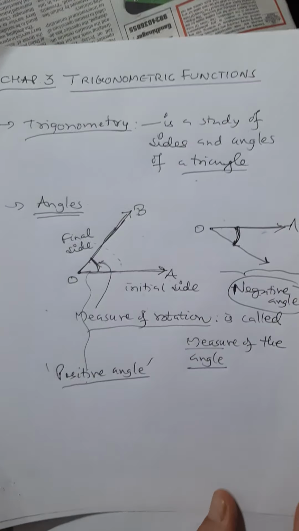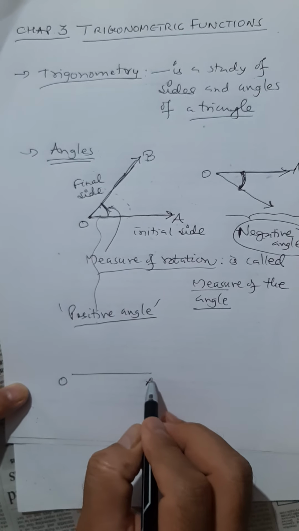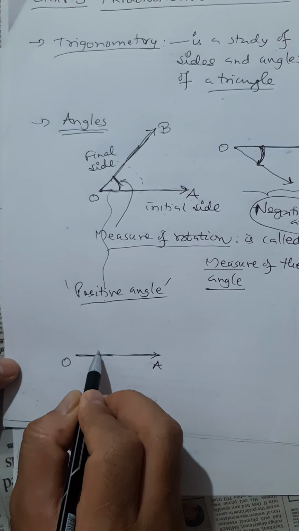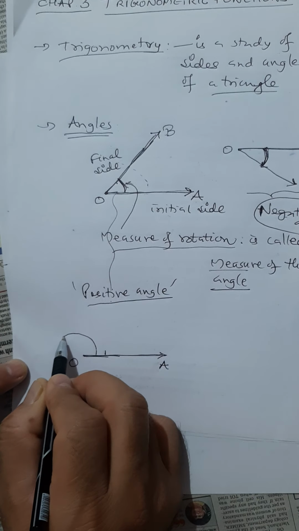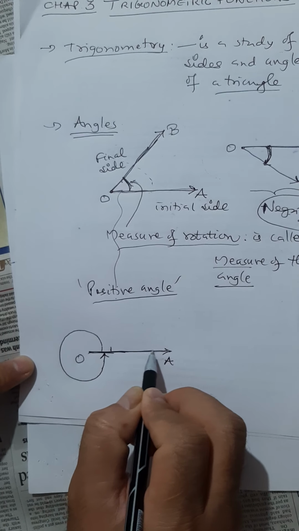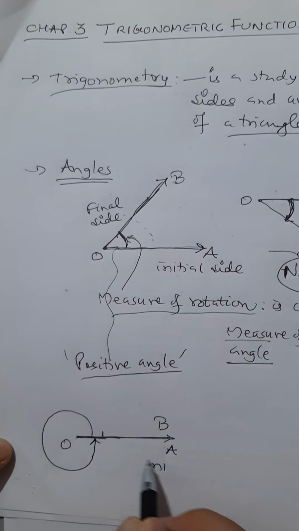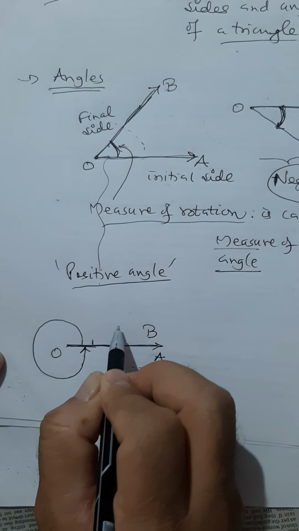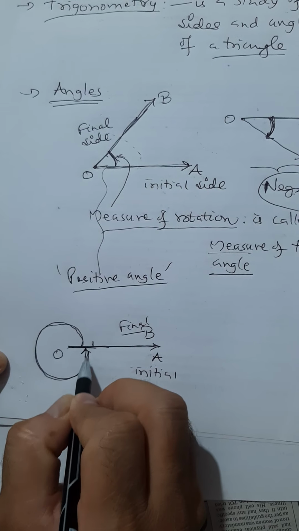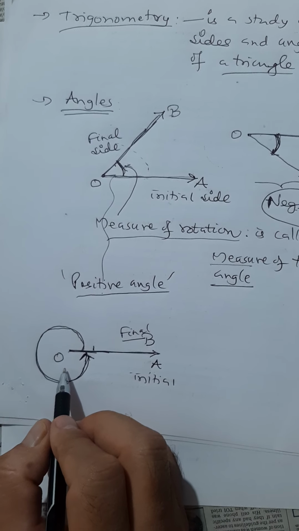If I take this as a starting ray, the initial ray in the beginning, now I'll move in this direction. I start from this, I complete one rotation here, one revolution, I come to the same position. So here this is B, for example. This is the initial position. This is the final position. This is one complete revolution. So this is a positive angle with one complete revolution.